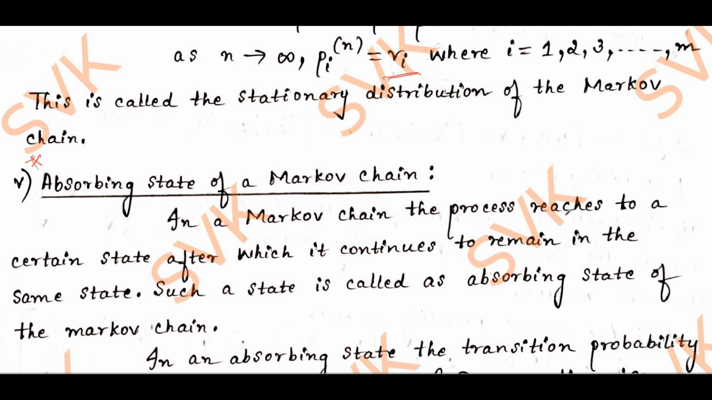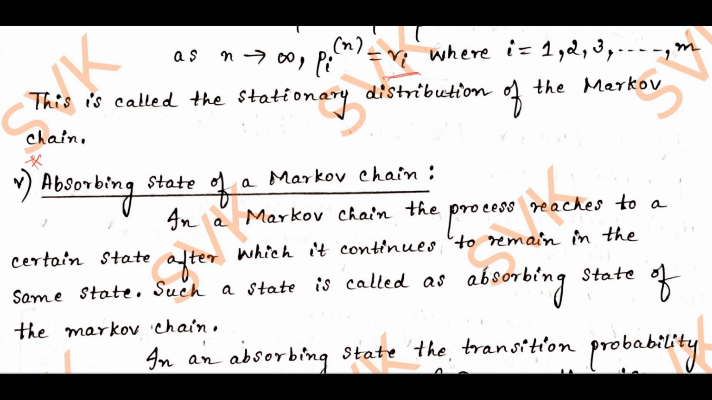In a Markov chain, the process reaches a certain state, after which it continues to remain in the same state. Such a state is called an absorbing state of the Markov chain. If you go through the process, that is P square, P cube and so on, the state will not change. It will be fixed on one state. It means he will be purchasing Santro again and again, so he has been fixed to one state. He is not going to any other state. Such states are called absorbing states.